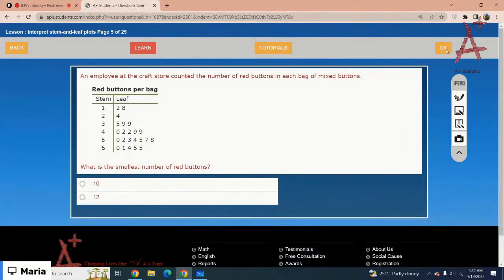Okay, the next one is an employee at a craft store counted the number of red buttons in each bag of mixed buttons. What is the smallest number of red buttons? So which is the smallest value? Just look at the smallest stem and the smallest leaf value. So which is the smallest value, 10 or 12? It would be 12. You don't have 10 here. Got it? The smallest stem is 1 and the smallest leaf is 2, so it would be 12.